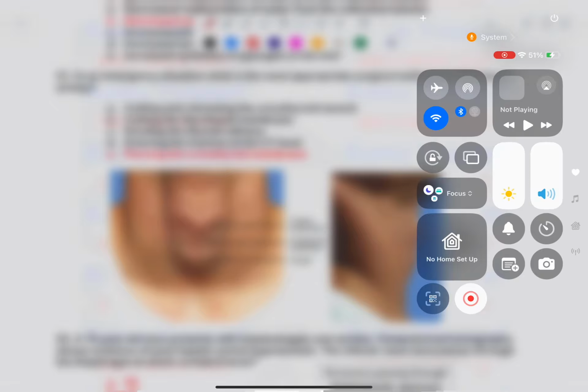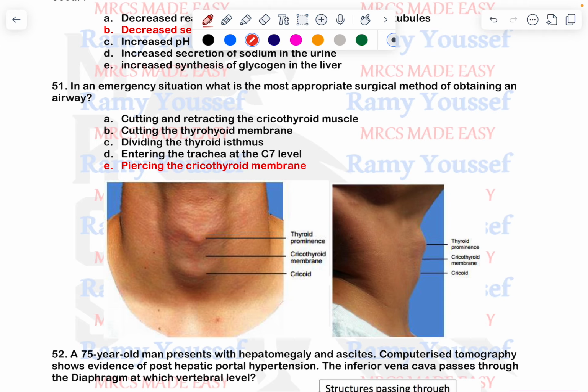A 75-year-old man presents with hepatomegaly and ascites, with evidence of post-hepatic portal hypertension. The inferior vena cava passes through the diaphragm at what level? T8. So inferior vena cava, T8.